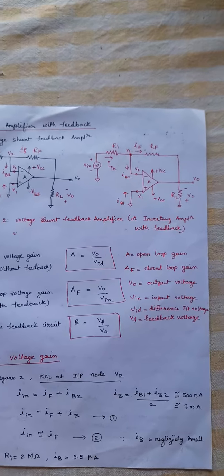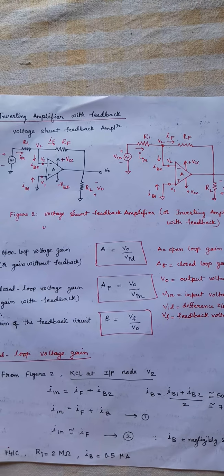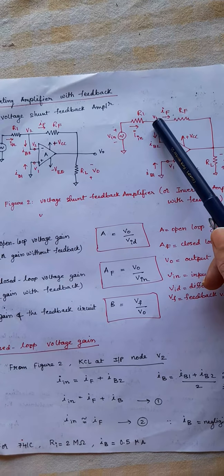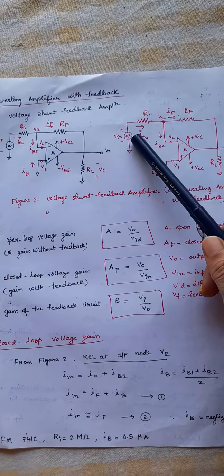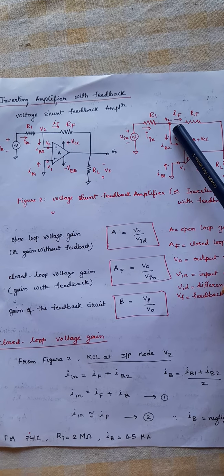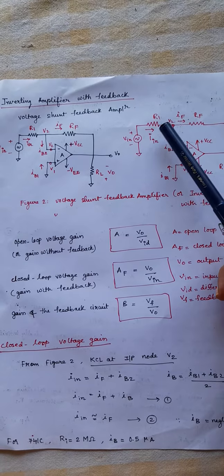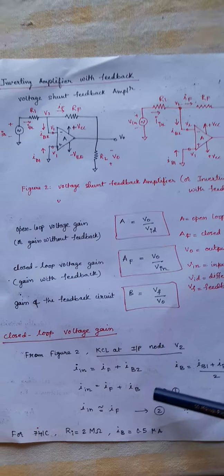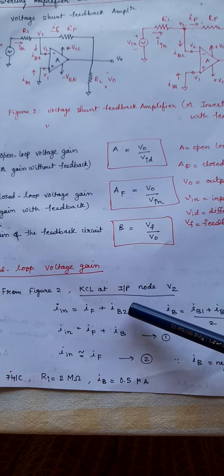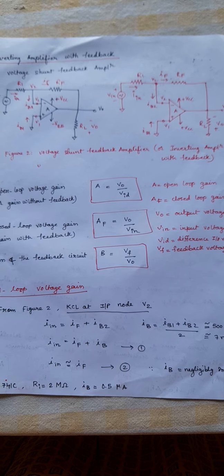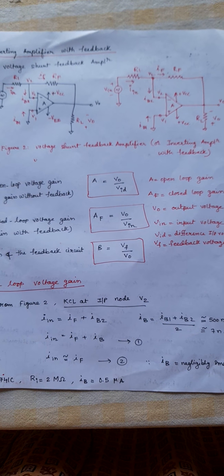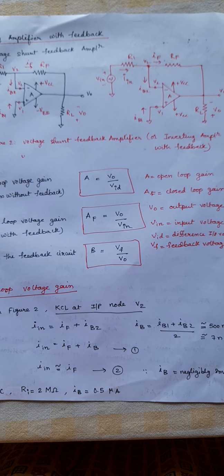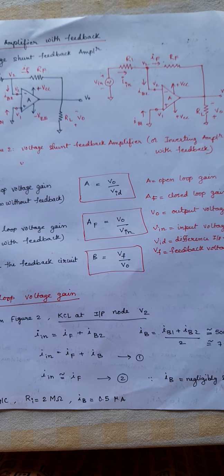If you closely look at the diagram and apply KCL at the node V2. What is KCL? Input current is equal to leaving current. What is KCL now at node V2? What is the current entering? I in. What are the currents leaving? IF and IB2. So we can write the equation as I in is equal to IF plus IB2. What is IB2? It's a very negligible current which can be approximated to IB.